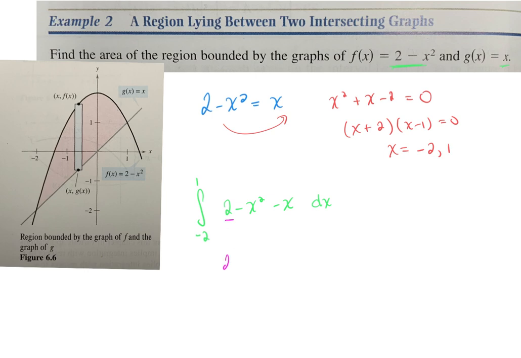Antiderivative: add an exponent and divide by the new one. So we're going to add an exponent, divide by the new one, add an exponent, divide by the new one. We're going to do that from negative 2 to 1. And then we just plug it in. When I plug in a 1, I get 2 minus 1/3 minus 1/2. When I plug in a negative 2, I get negative 4 minus negative 8/3 minus 4/2, or 2. I'll just do a 2 there because that makes life easier.